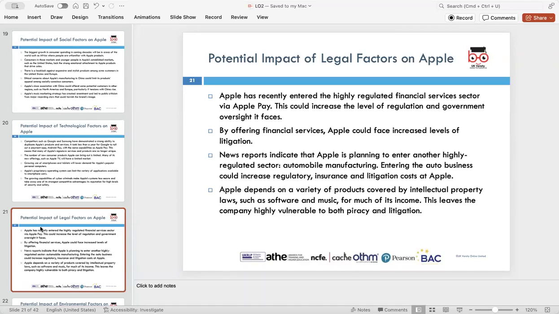So one of the primary sources of revenue for Apple is derived from a wide range of products that are under the purview of intellectual property laws, including software and music. Because of this, the corporation is extremely susceptible to both forms of piracy and legal confrontations.